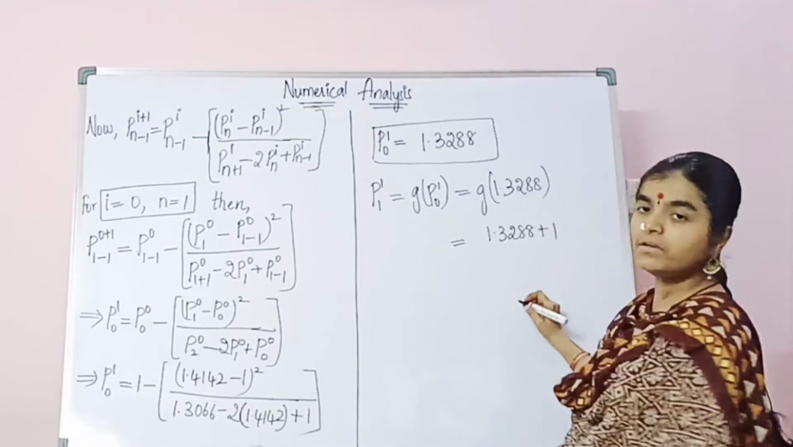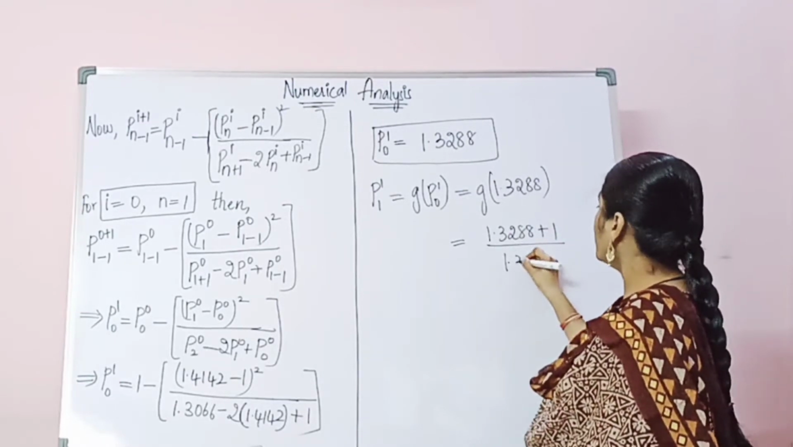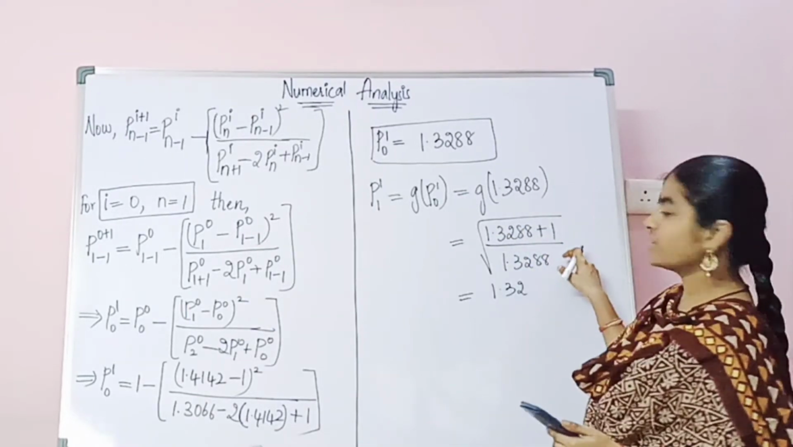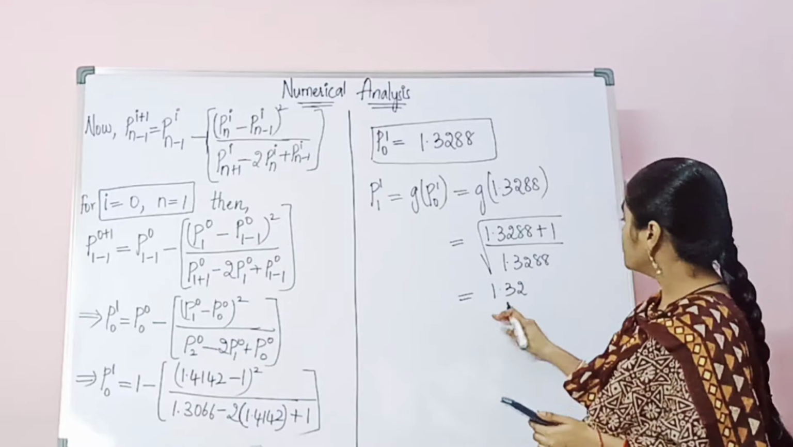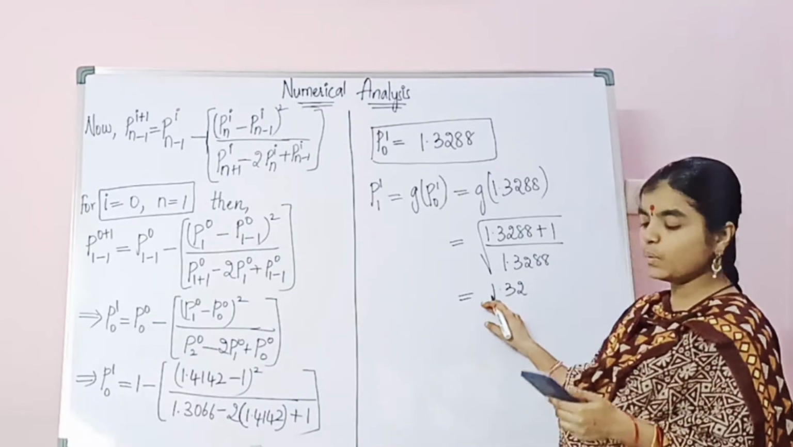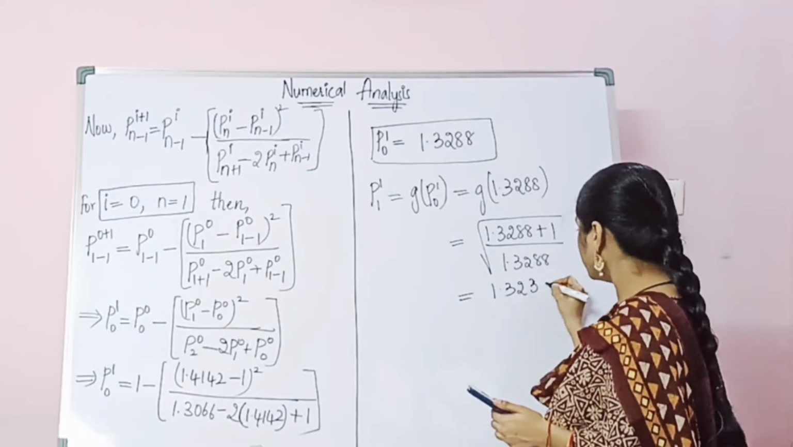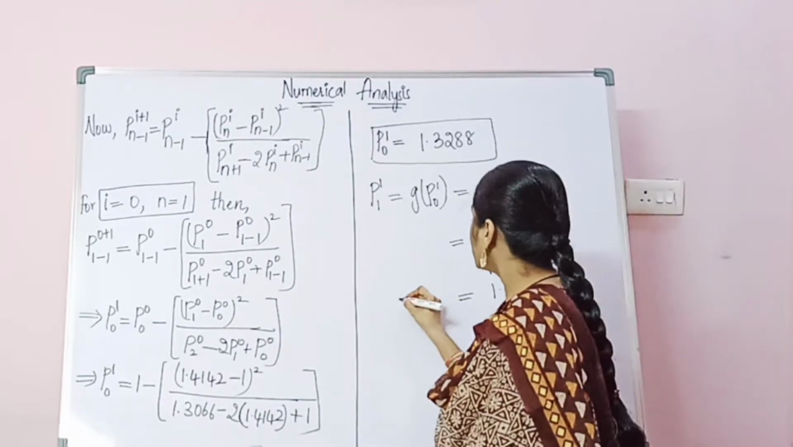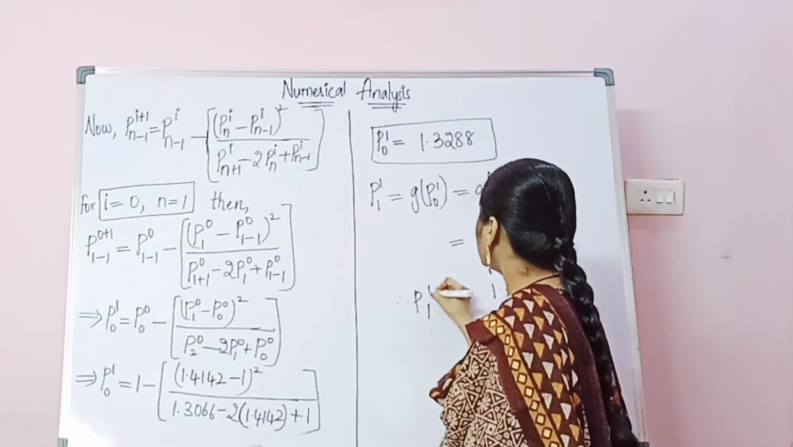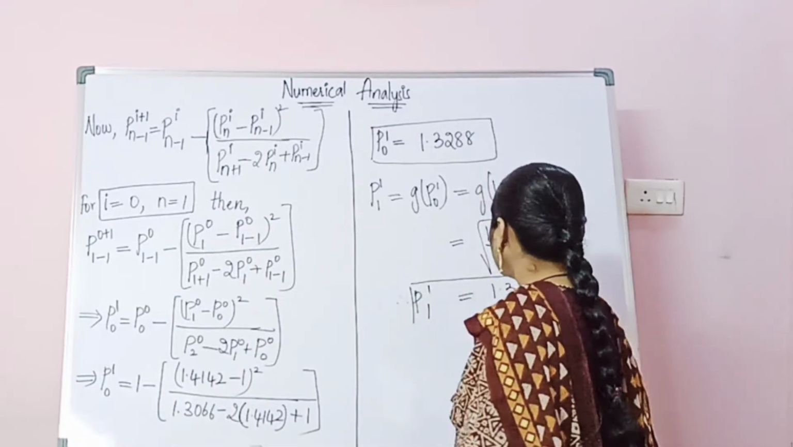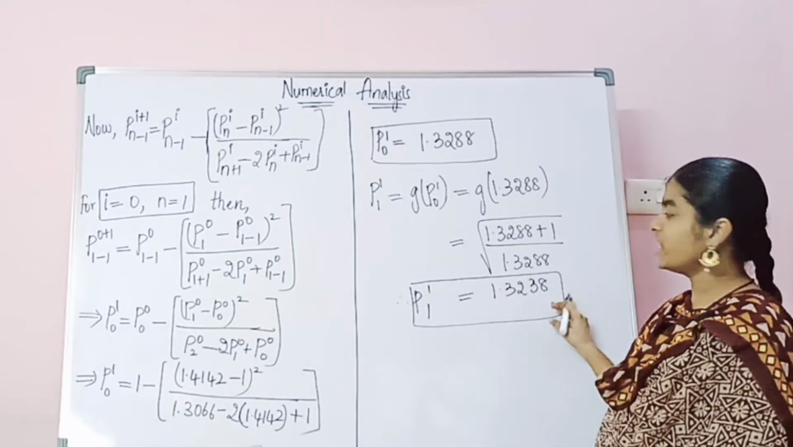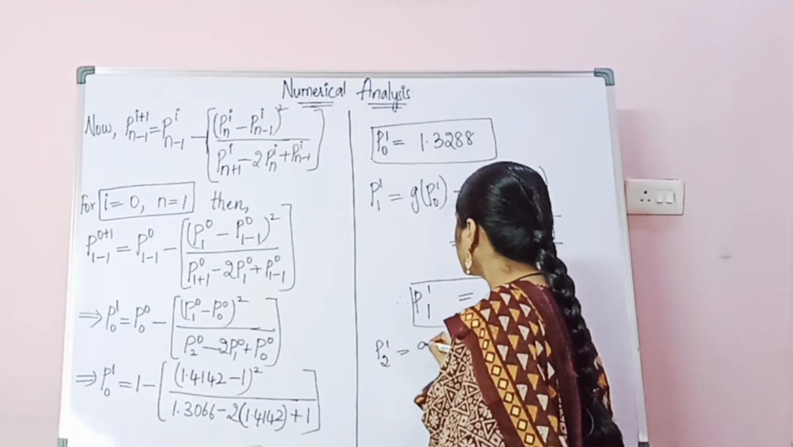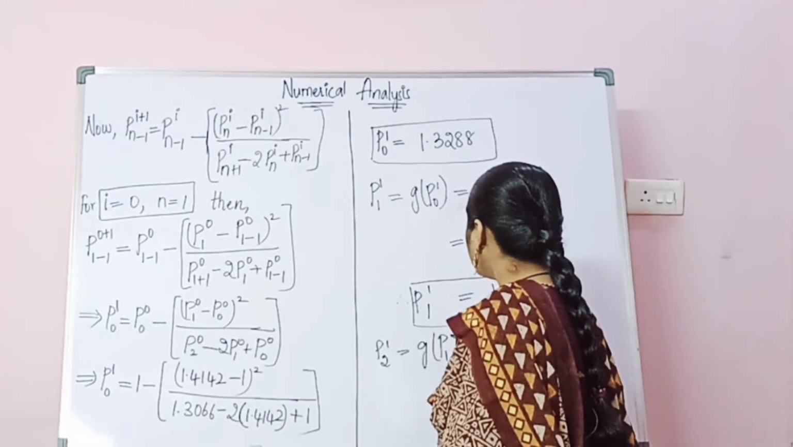1.3288 plus 1 by root of 1.3288. After calculating this, we get the value 1.3238. So what is the value here? 1.3238. Therefore, P1 power 1 equals 1.3238. Next, P2 power 1, which equals G of P1 power 1.